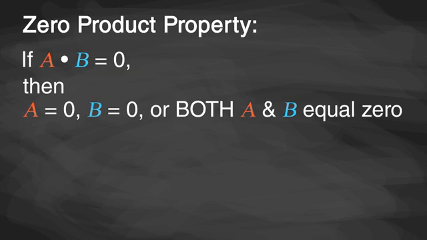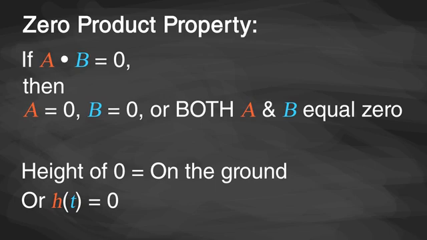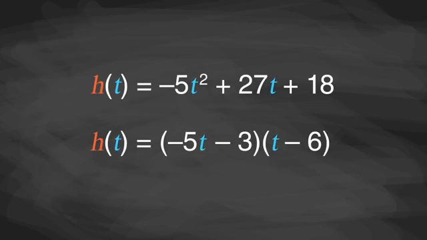In our projectile example, the zero product property can be applied to determine when the object is on the ground, because the height of the object will be zero. Which format of the equation allows us to quickly use the zero product property to find out when the object is on the ground? Either form of the equation could be set equal to zero and solved, but the factored form is set up as two quantities multiplied, so it allows us to use the zero product property quickly.